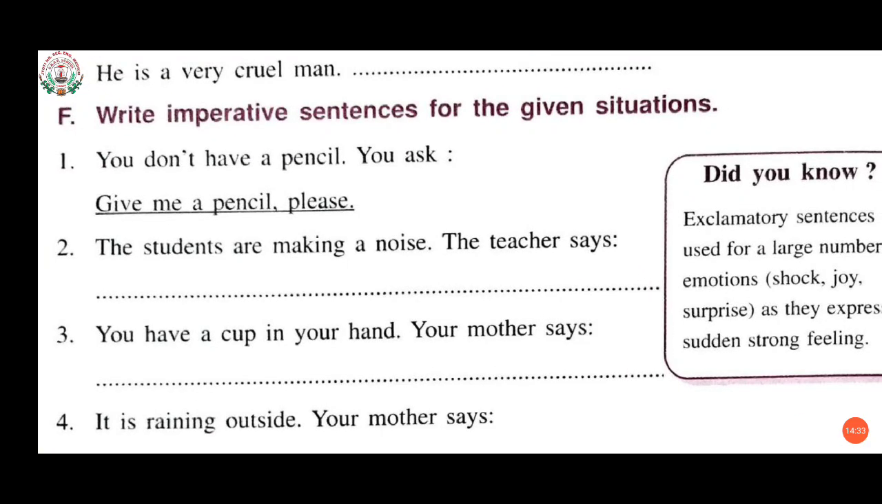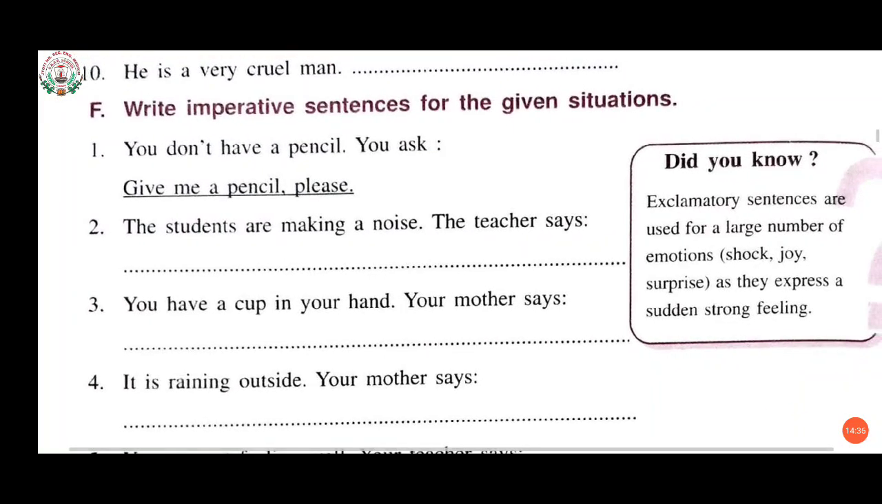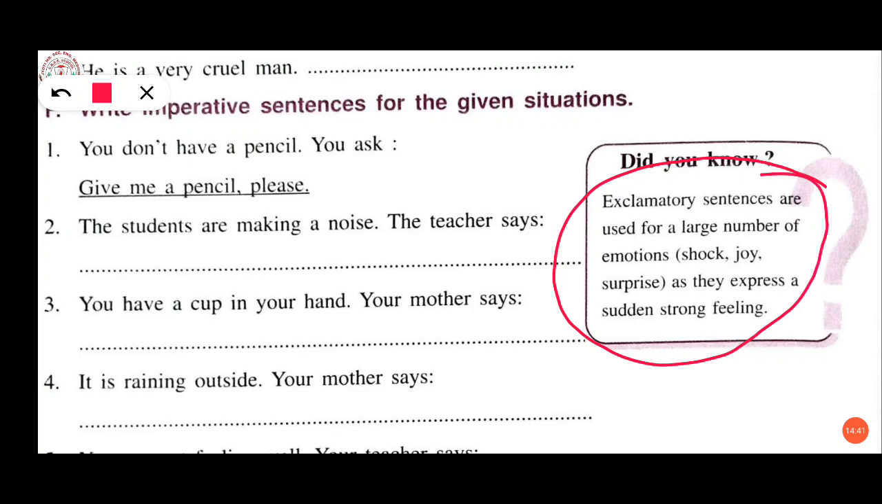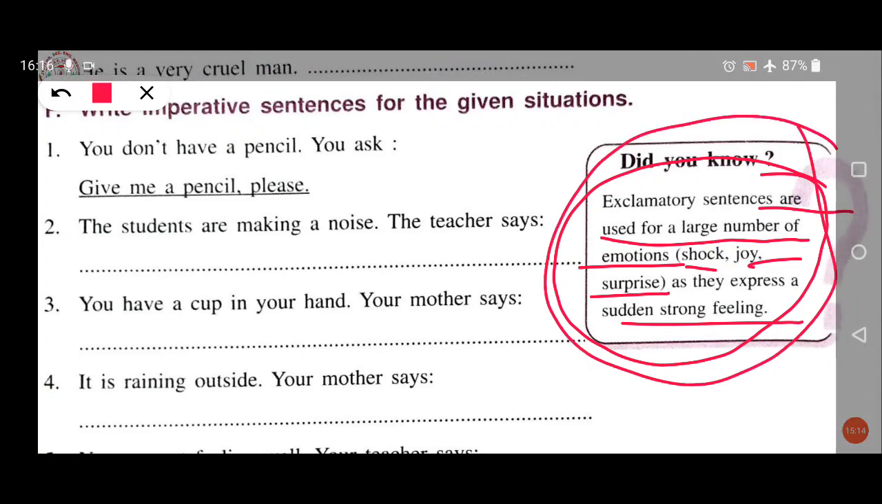F1C, write imperative sentence for the given situation. Now here in the box you can see, students, it is given that exclamatory sentences are used for a large number of emotions, like shock, joy, surprise, happiness, sadness, as they express sudden strong feelings. As I am saying, whenever you are expressing your feelings, that is an exclamatory sentence.